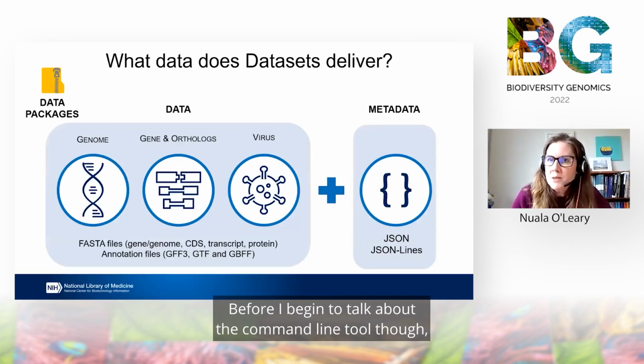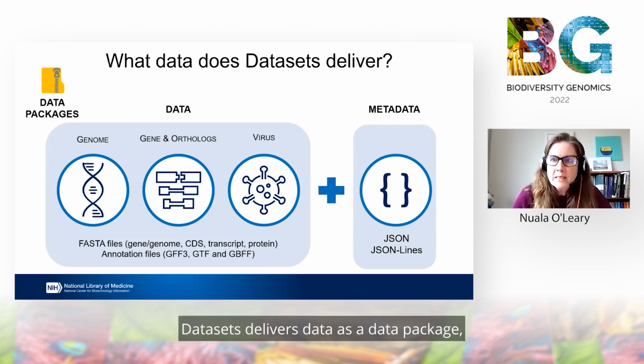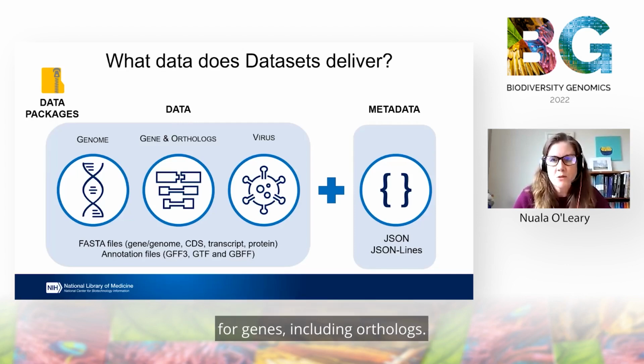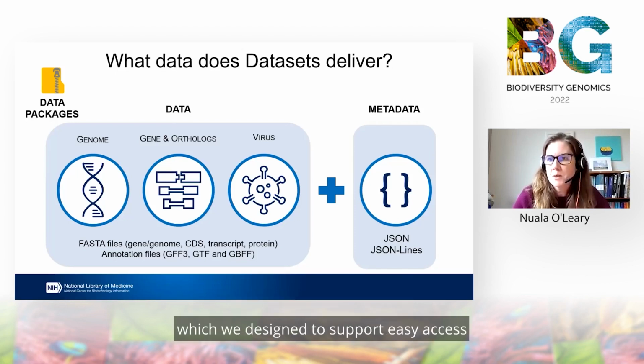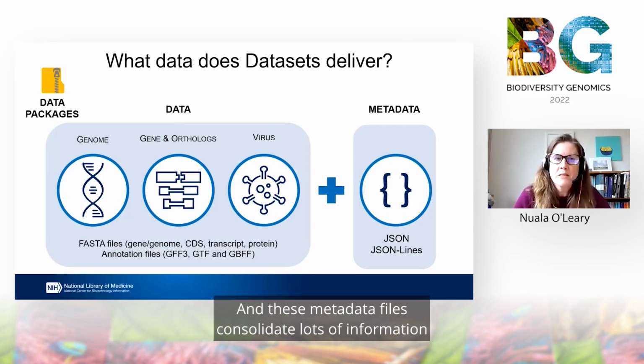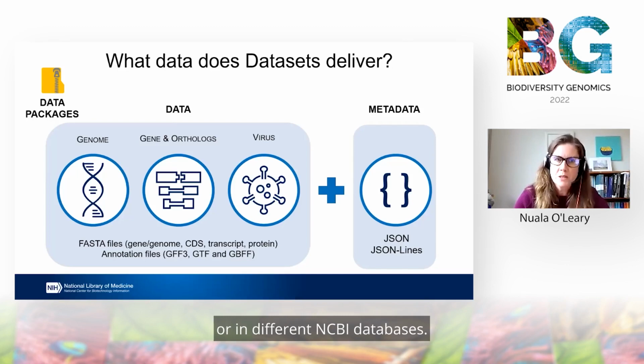Before I begin to talk about the command line tool, though, I first want to review what type of data you can get through Datasets and how it's delivered. Datasets delivers data as a data package, which is returned as a zip archive containing both data and metadata files. To date, we have three distinct packages. These are for genomes, for assembled genomes, and for genes, including orthologs. And then we also have a separate virus package, which we designed to support easy access to the SARS-CoV-2 genomes. Each interface allows you to pick and choose the file types you want in each package, along with the metadata. The metadata files are returned in JSON or JSON Lines format, and these metadata files consolidate lots of information that was historically stored across different files on FTP or in different NCBI databases.